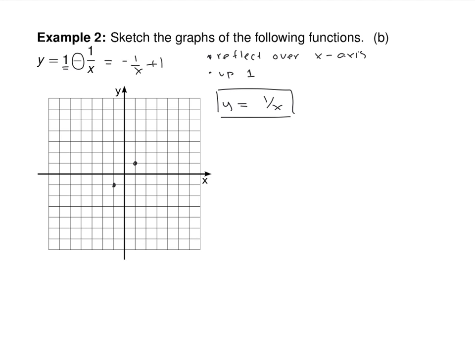What do you get when you plug in a half? What's 1 divided by a half? 2. 1 divided by a third is going to be 3, right? So what's going to happen as you get closer and closer to 0? You're going to go to infinity. Does that make sense? What's going to happen when you plug in 2, 3, 4, 5, 6, etc.? It's going to get closer to 0.